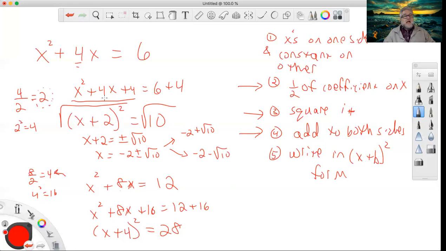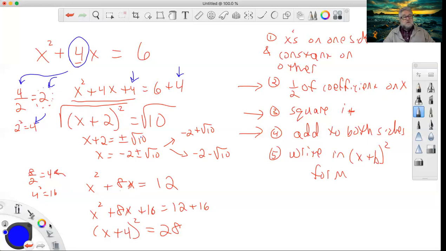So by taking half of this number, taking half of that number, here it is, right here, and squaring it, then I add it to both sides. It makes this thing a perfect square, x plus 2 squared, so that I can take a square root and make the square go away and put a square root on the other side.